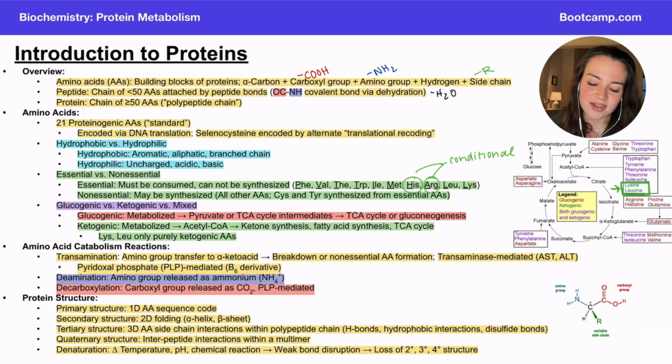We could categorize those in a couple of different ways: hydrophobic versus hydrophilic, essential versus non-essential, or glucogenic versus ketogenic, or both. We talked about different reactions that can happen: transamination, deamination, and decarboxylation. We finished off with a little discussion on protein structure, the primary, secondary, tertiary, and quaternary structure that makes up the final folded protein.